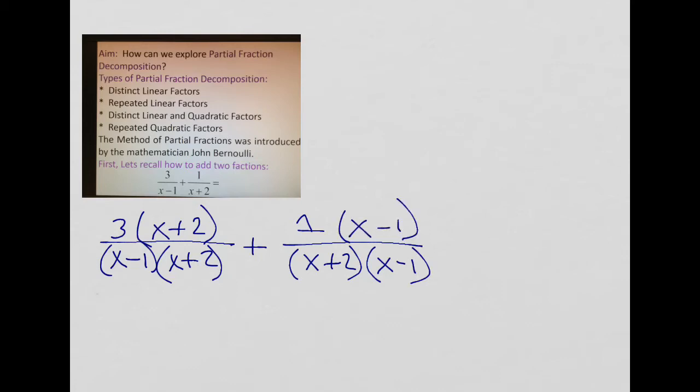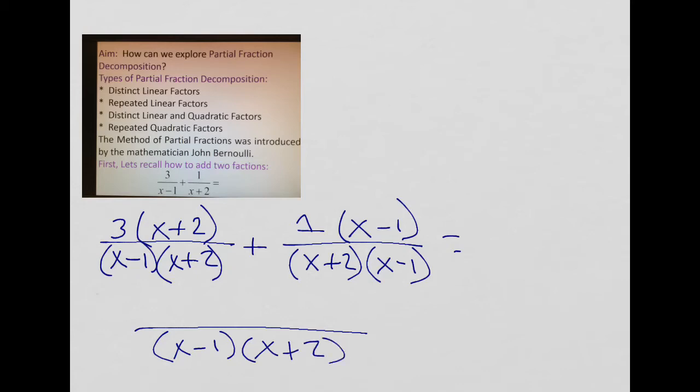So my first fraction, I'm going to have a common denominator of x minus 1 times x plus 2, which means I multiply the denominator with the quantity x plus 2, and need to multiply the numerator with the quantity x plus 2. And for my second fraction, I have already a denominator of x plus 2, so I need to multiply by the quantity of x minus 1. What I do to the denominator, I must do to the numerator. So they have a common denominator of x minus 1 times x plus 2.